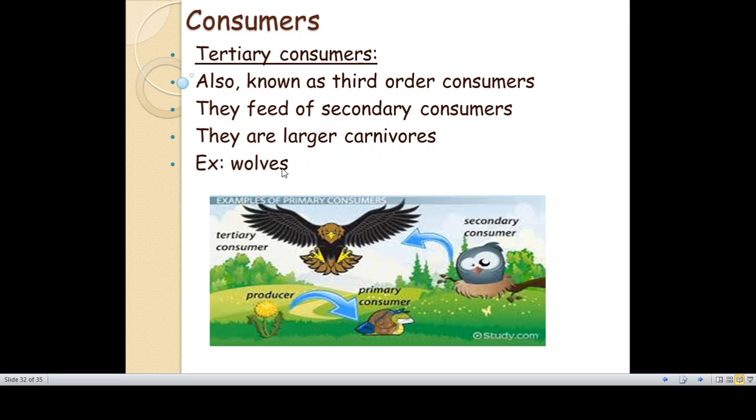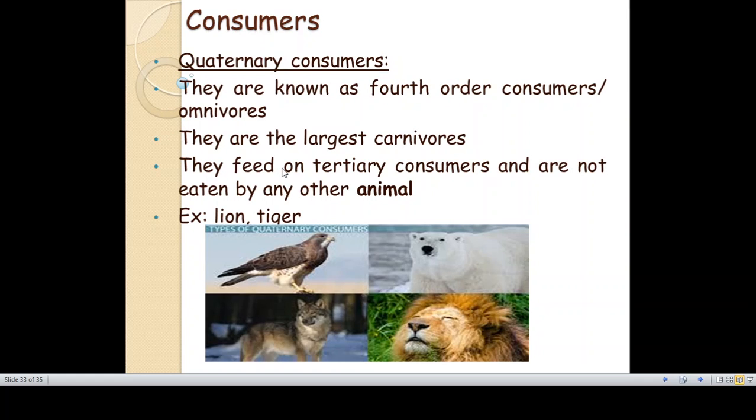So you can find over here the animals, for example wolves or eagles or owls, vultures, which depend on another living organism which has been feeding on the flesh of another, will be called a tertiary consumer. Let's see the last part of this conversation, that is quaternary consumers.